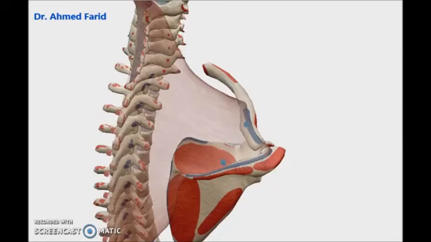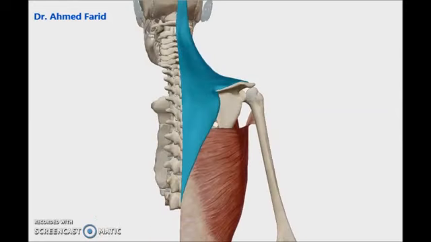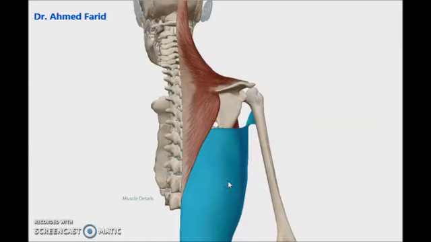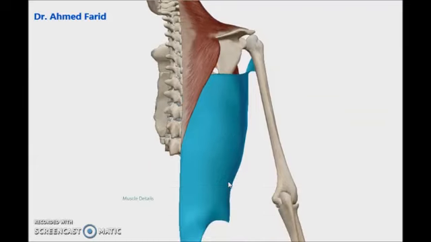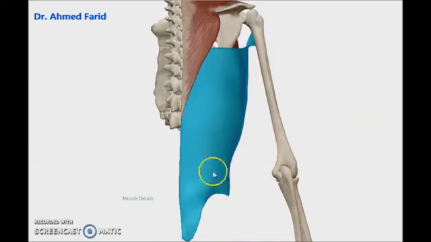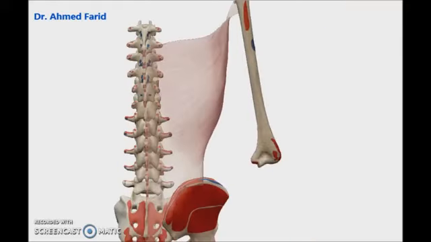Now let's refresh this view to see the other muscle, which is Latissimus dorsi muscle. As you see, Latissimus dorsi also has a very wide origin: thoracic, lumbar, and pelvic origin, and so on. If we want to see the details of origin and insertion of Latissimus dorsi, let's see.